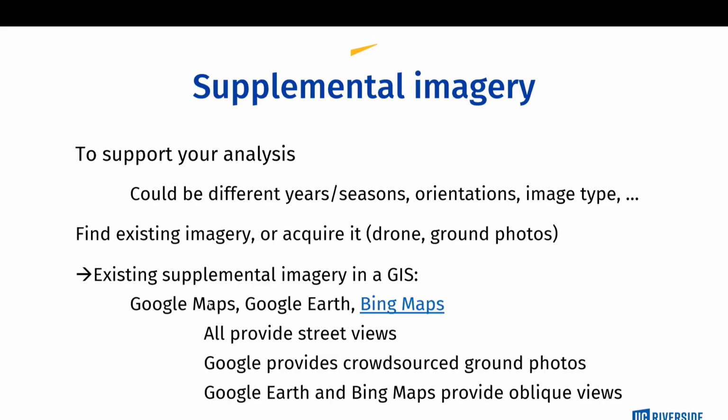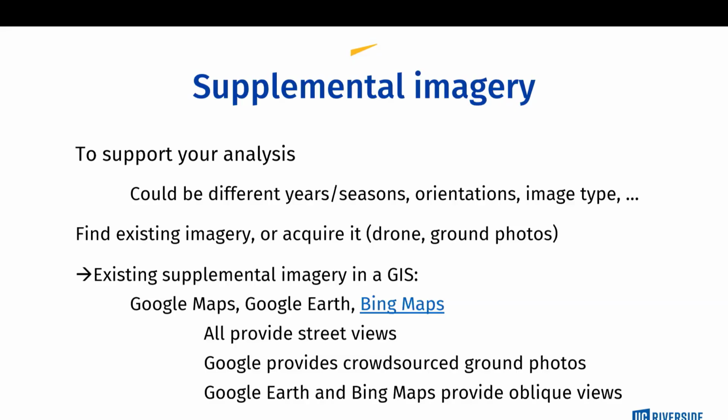And I want to put in a word about supplementary imagery. This is imagery that you're not going to be using as your main source, but it's really going to maybe help you figure out what you're seeing on your main source of imagery. So this could be imagery captured in different years or seasons. Maybe it's oblique instead of vertical. Maybe it's a different image type or visual band type of imagery. You can find existing supplemental imagery, of course, or you can acquire it yourself by flying a drone or going out and visiting the site and taking photos of whatever it is you're looking at.